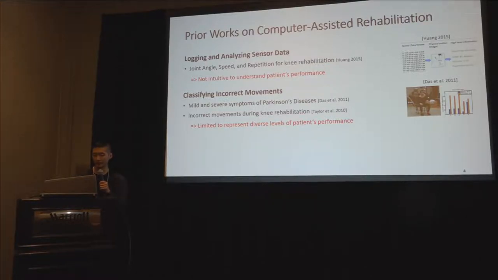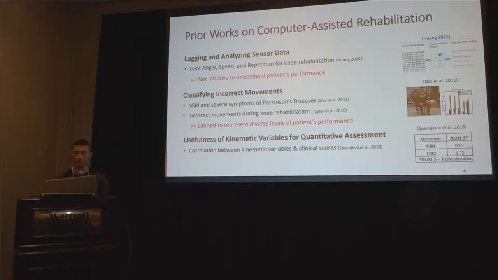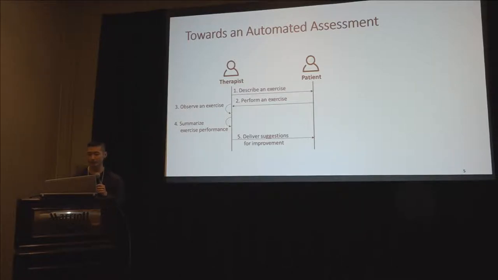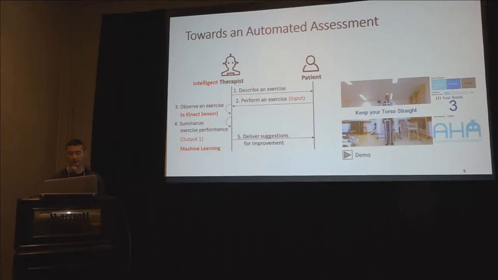So there is a need for quantifying exercise performance, and researchers started exploring the usefulness of kinematic variables for quantitative assessment. For example, they correlate the kinematic variables with clinical scores, but limited work has explored how we could actually quantify performance and how it compares to humans. So this research proposes the development of an intelligent therapist, which can describe the exercise, observe the patient's exercise performance with the Kinect sensor, summarize exercise performance with machine learning, and deliver suggestions for improvement. This is a running example, and I have a demo, but I will skip it for the sake of time.